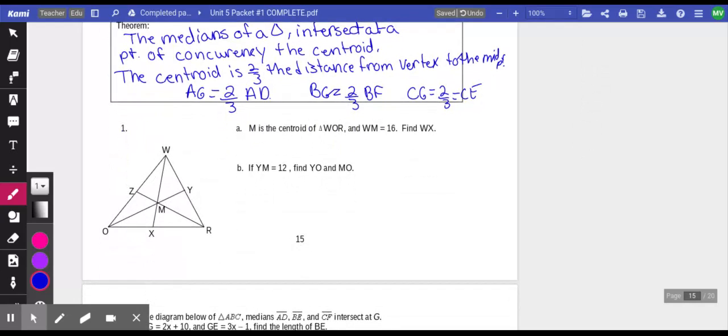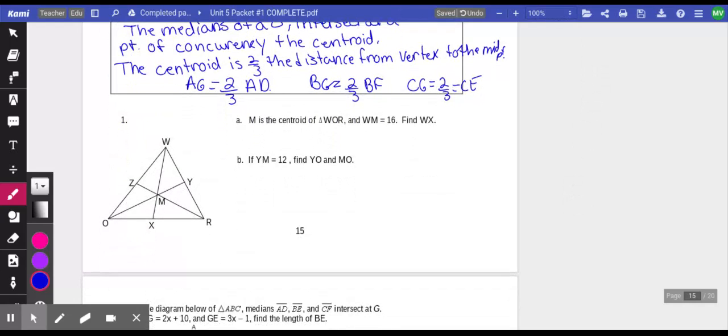So, if M is the centroid of triangle WR and WM is 16, I want to find WX. So I know WM is 2/3 of WX because M is the centroid. So that means 16 is equal to 2/3 of X. So I multiply both sides by 3/2, and I find out that X is 24, which is WX.